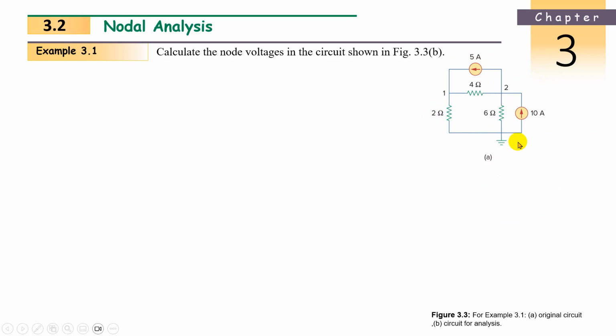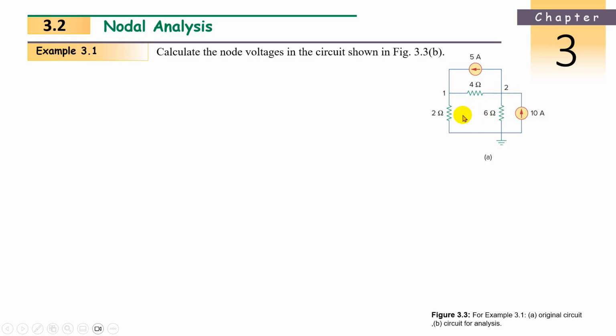Then where is the reference node? Which is the reference node? Zero voltage node, ground. This one is the reference node. I will name it as 0. Now the remaining two nodes are 1 and 2.